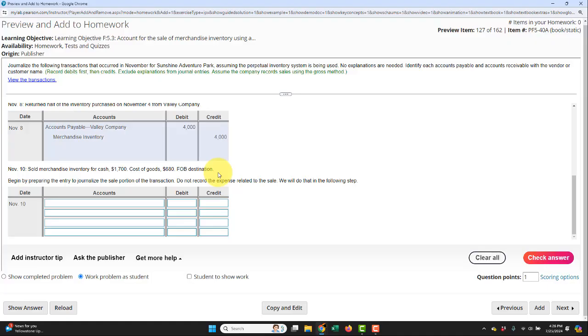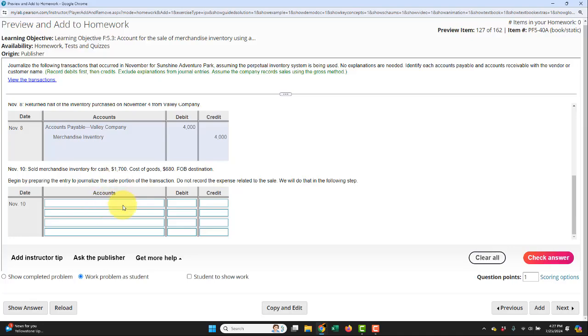Because again, the business of a merchandiser is to buy low and sell high. So you're going to purchase the inventory for some amount, hold it in your inventory, and then when you sell it, you're going to basically record both how much you made by selling it and also how much it originally cost you. And that way you're matching the revenue with the related expense.